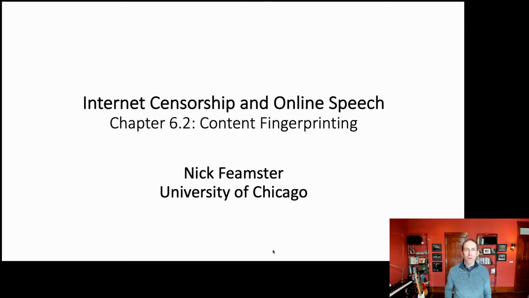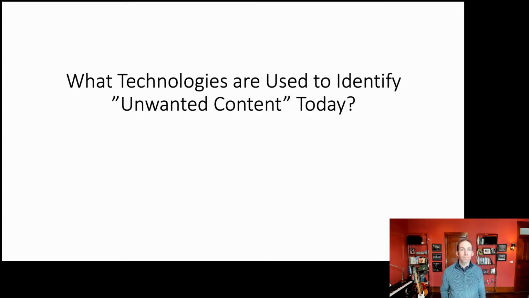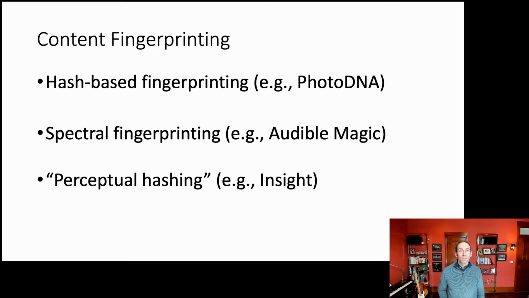Let's talk about the different types of technologies that are used to fingerprint and identify different types of content. What kinds of technologies are used to identify unwanted content today? We can think about content fingerprinting in terms of a number of different classes of methods. Hash-based, which typically is used to perform an exact match against a known type of content.